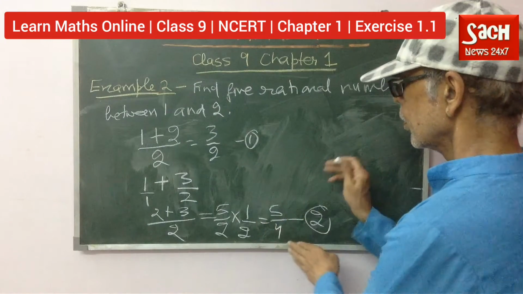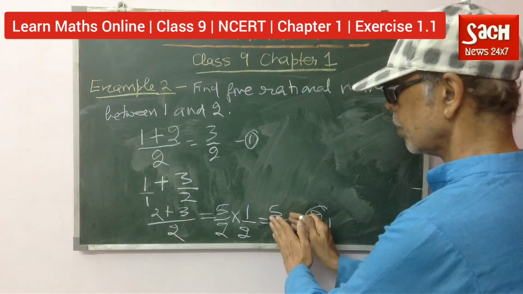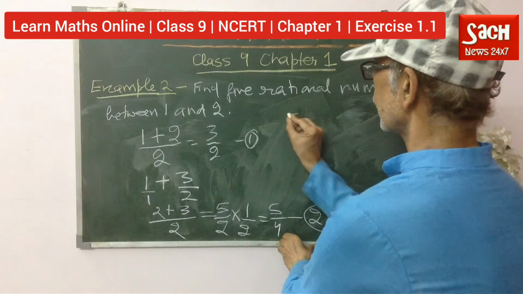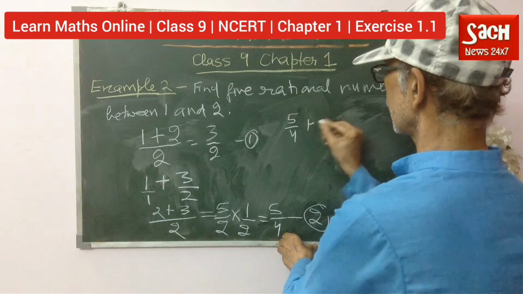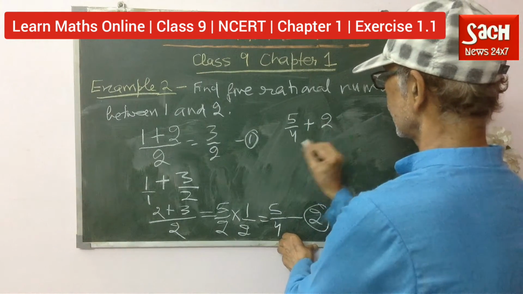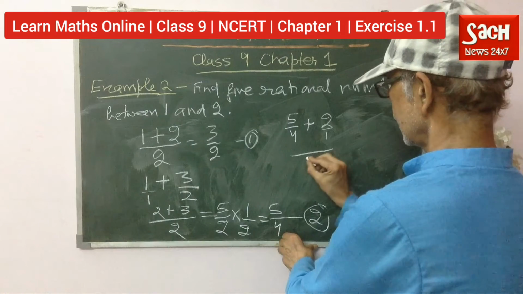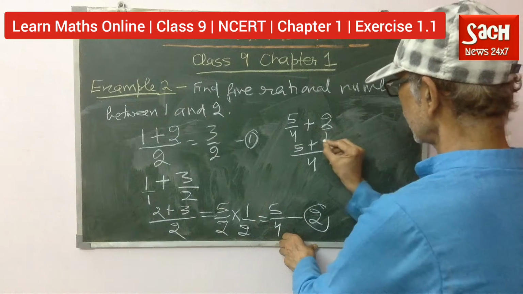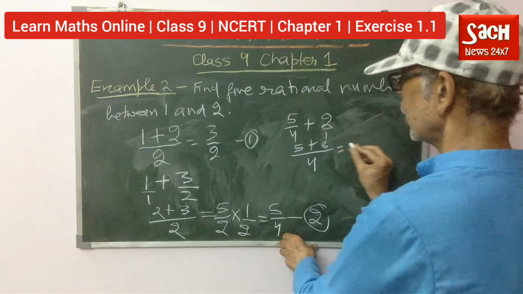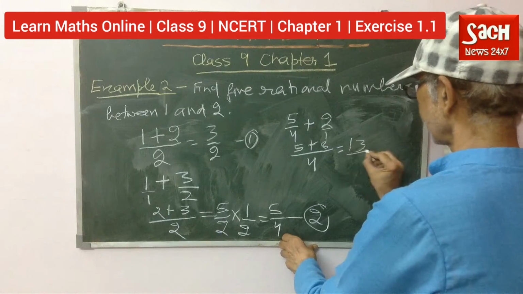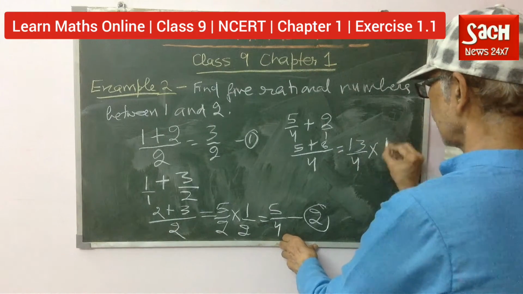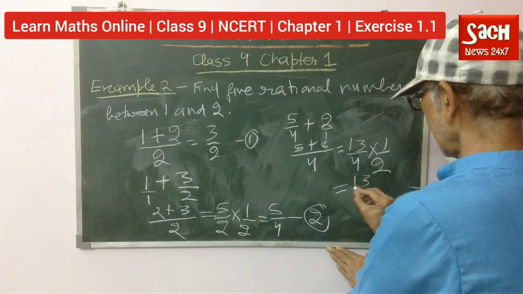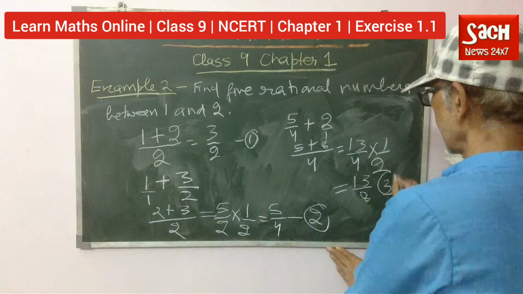Similarly, you can find a number between 5 by 4 and 2. Adding 5 by 4 plus 2, 4 into 2 is 8, so it will be 13 by 4. Again divide by 2, meaning take half of this, and it will be 13 by 8. This is the third number.